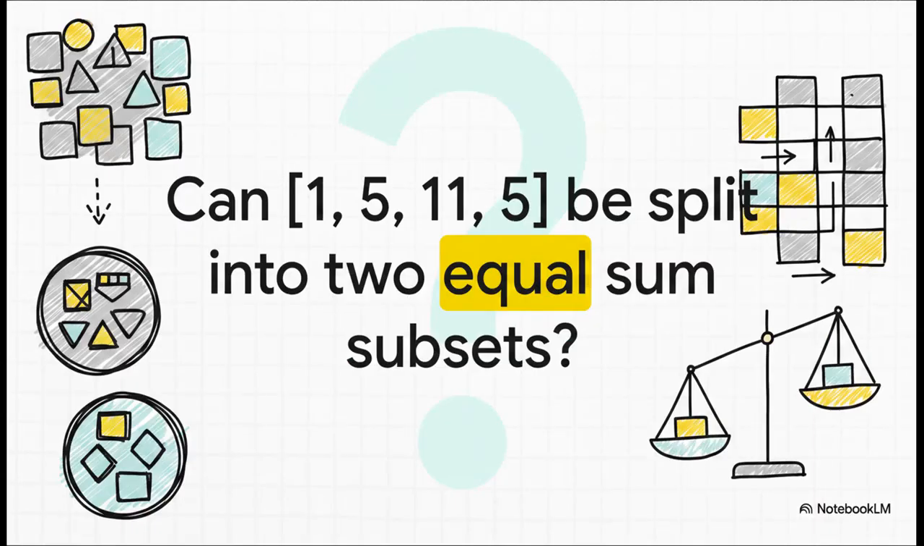All right, so check out this set of numbers: 1, 5, 11, and 5. The question is pretty straightforward, right? Can you split these numbers into two separate piles where each pile adds up to the exact same amount? Pause for a second and think about it. It's a fun little brain teaser. We're going to break this whole thing down step by step.